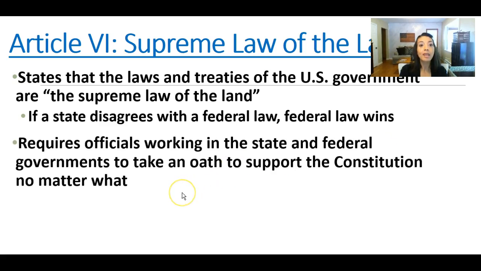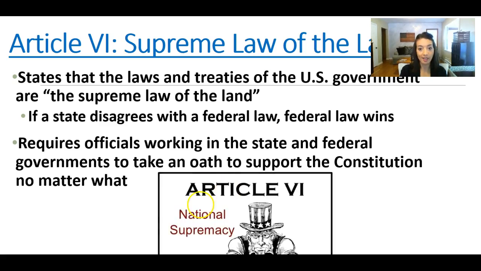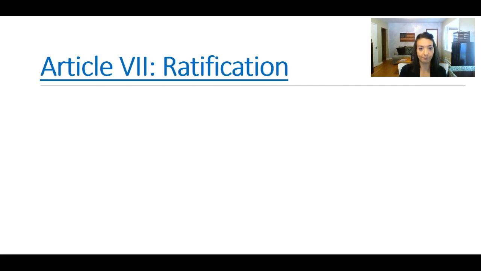Okay. It requires officials working in the state and federal governments to take an oath to support the Constitution no matter what. So Article 6 is about national supremacy. National federal law is number 1 over state law. Okay? Article 7 is about ratification.